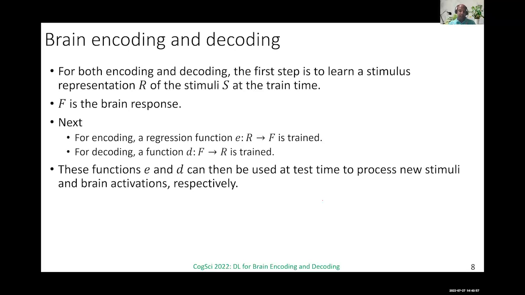For both encoding and decoding, the first step is to learn a stimulus representation. Whatever the stimulus, whether it is an image, text, audio or video, the idea is to learn a representation of the stimuli S at train time. Then you want to use these representations to predict. For encoding, you want to use them to predict the brain response F. The idea is that you train a regression function which maps R to F, where R is the stimulus representation and F is the final set of neural variables that you want to predict. That's encoding. Decoding, on the other hand, is the reverse function.